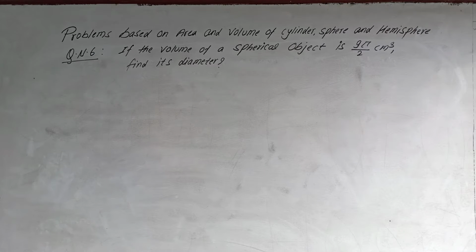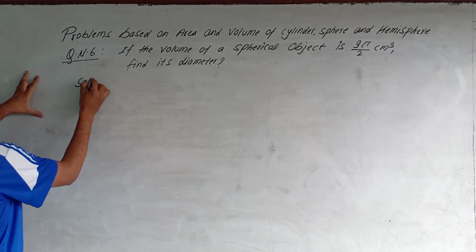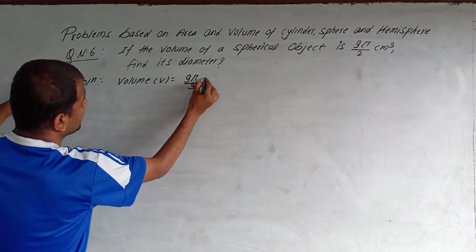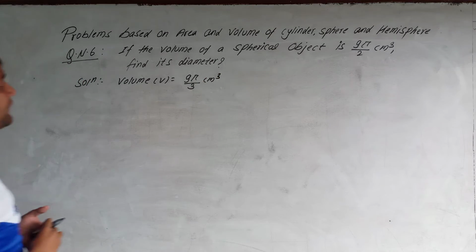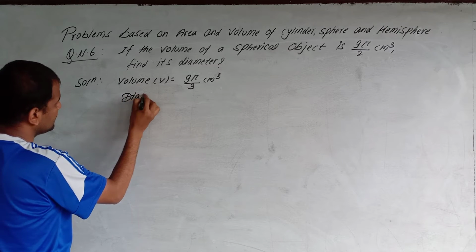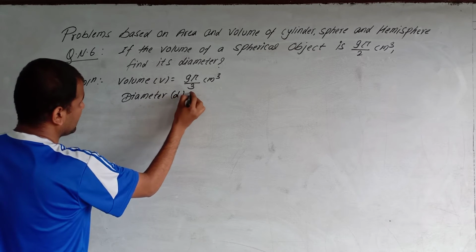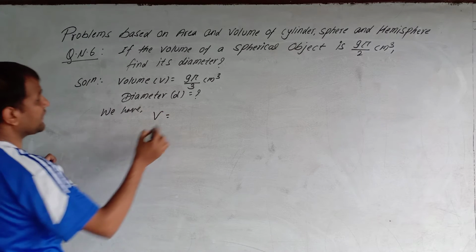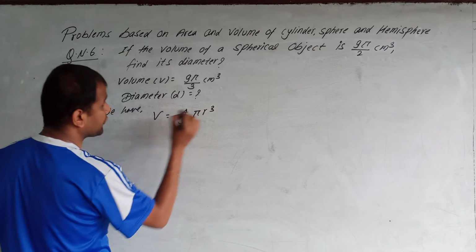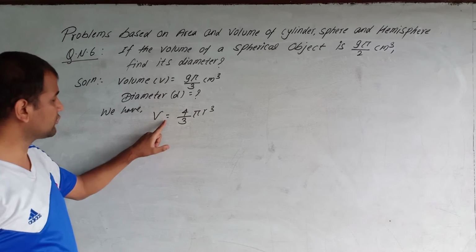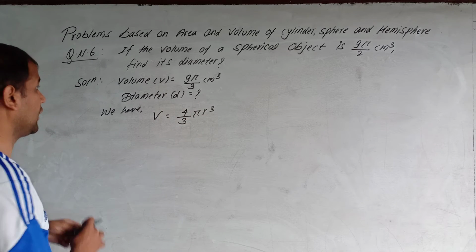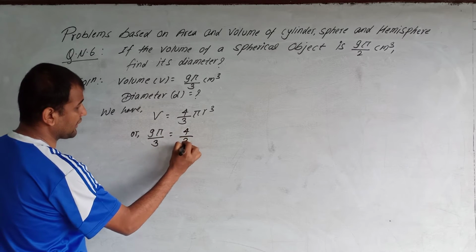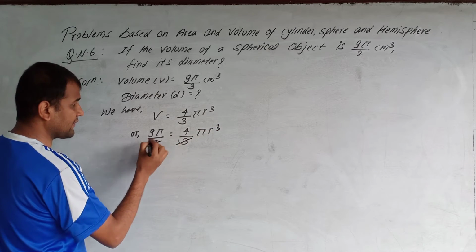Here it is given the volume of the sphere. Solution: volume V is equal to 9 pi by 3 centimeter cube, then the question asks us to find the diameter D. What is D? We have the volume of the sphere V is equal to 4 by 3 pi r cube, or the value of the volume 9 pi by 3 is equal to 4 by 3 pi r cube. 3 and 3 cancel, pi and pi cancel.